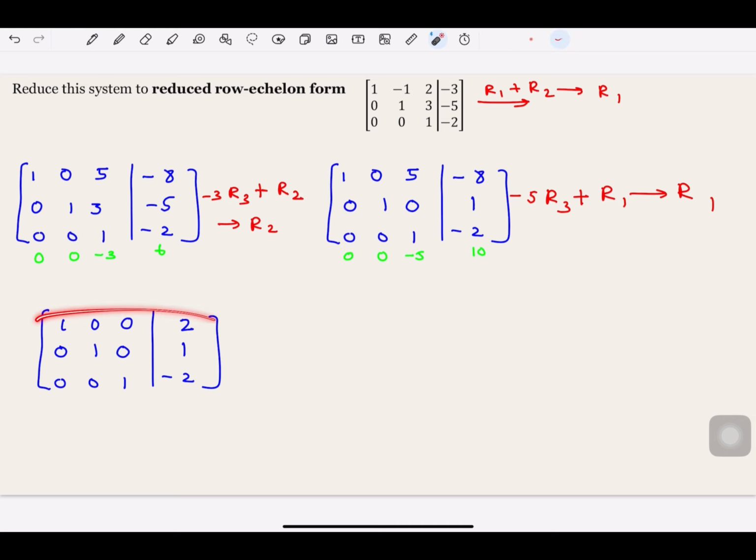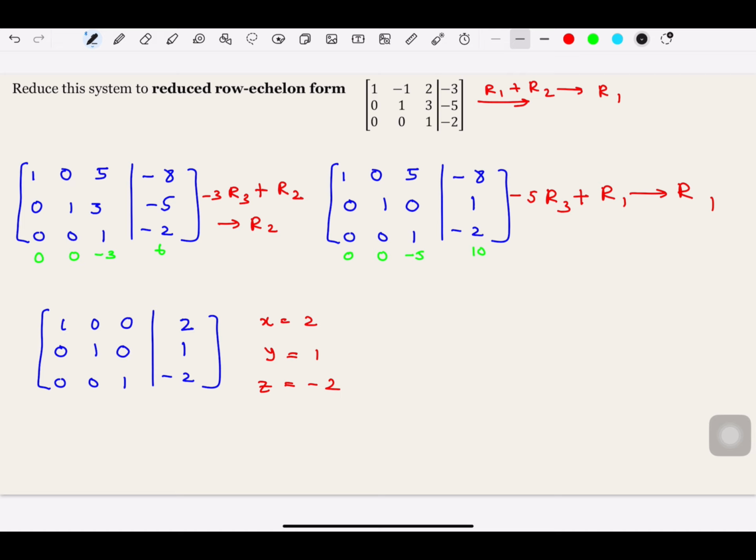Okay, so this is the reduced row echelon form. It's because the diagonal of this coefficient matrix is 1 and all the other entries in the coefficient matrix are 0. If I try to translate this into equation format, it says x equals 2, and here you don't have any y or z because the coefficients are 0, and the second says y is 1 and z is equal to -2. So this is how you reduce a system into reduced row echelon form and get the solution immediately.